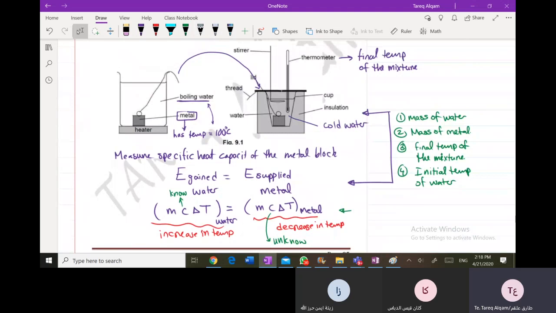Here I want to measure the specific heat capacity of a metal block like this. What I have to do is bring two cups. One has cold water placed inside an insulated material or insulation. I have to place a thermometer in this cup to distribute the heat evenly in the liquid.